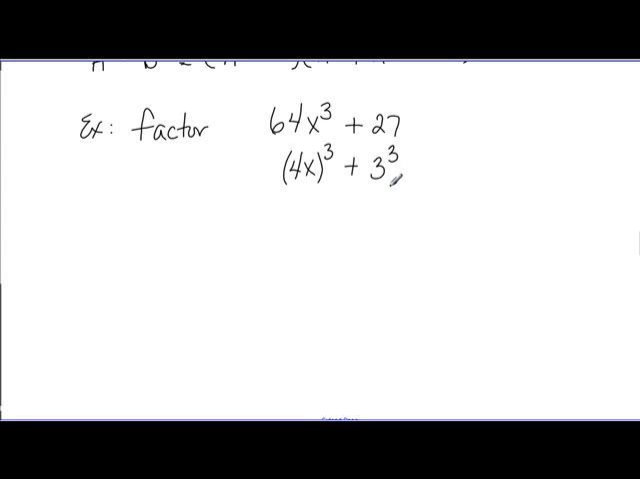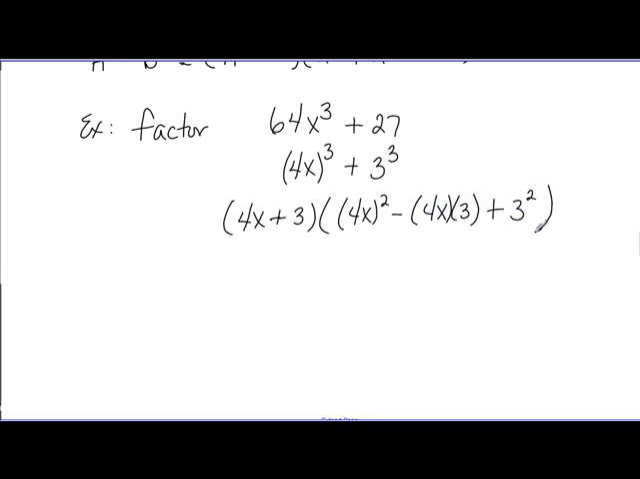We'll have 4x, the same sign, and 3. Then we'll have 4x, quantity squared, the opposite sign, the product of 4x and 3, a positive sign, and 3 squared. And then it's just a matter of cleaning that up. 4x plus 3 times 16x squared minus 12x plus 9. And then of course you can always multiply that back together to check your factoring. One last thing.